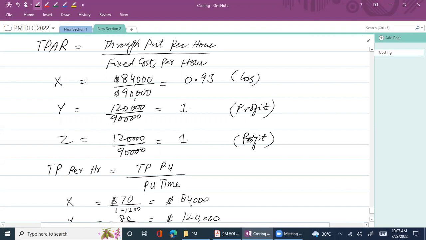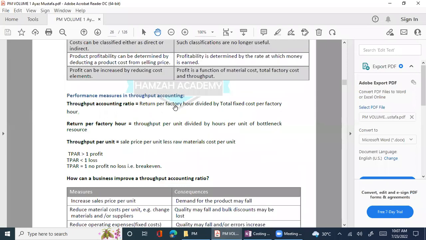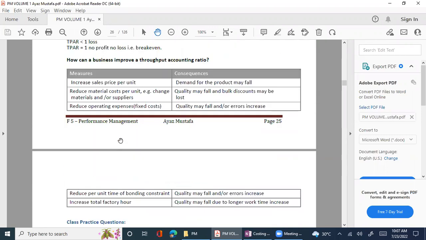So this is the concept of throughput accounting ratio. I skipped these points, but now you can look at them. What is the throughput accounting ratio? Return per factory hour divided by the fixed cost per hour. Then this is the formula for the return per hour, throughput per unit. Throughput accounting ratio greater than 1 is profit, less than 1 is a loss, and equal to 1 is no profit, no loss. So these are the points.